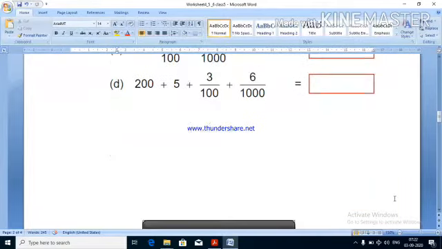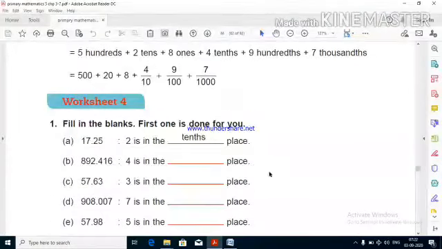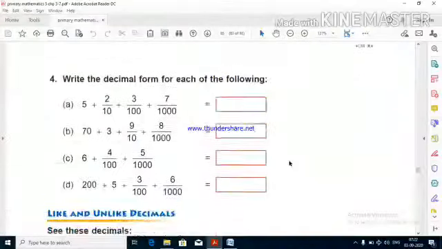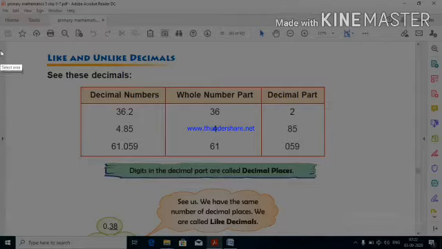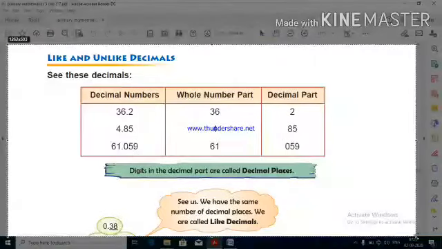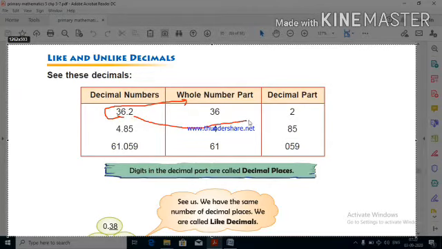Next, come to your worksheet 5. In this way we have to complete the worksheet for all questions. In worksheet 5, we come to know about like and unlike decimals. What are like decimals and what are unlike decimals? First of all, here 36 is your whole number part, okay, and 2 is your decimal part.